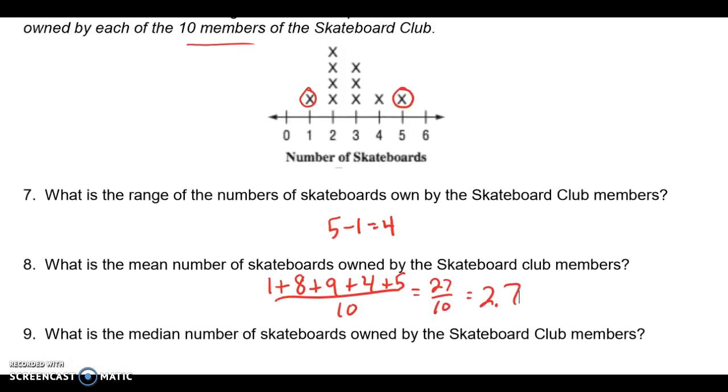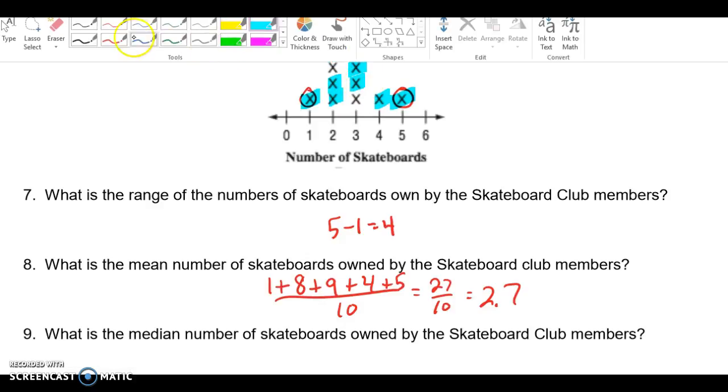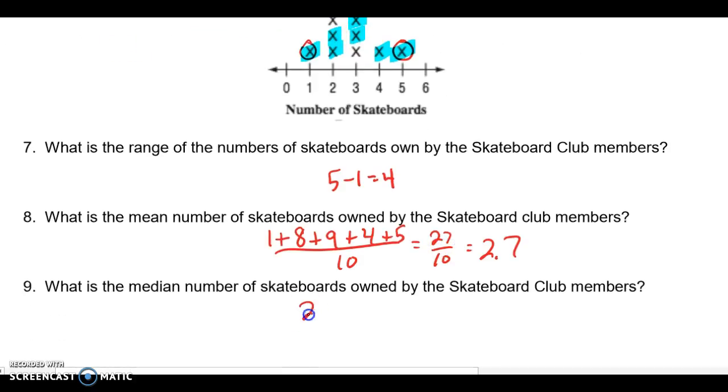The median number, we're going to cross off. Actually, I'm going to highlight these, because crossing off an X is probably not a good idea. So I'm going to highlight those top and bottom, and the top and the bottom. There we go. Alright, top and bottom. What we're left with is a 2 and a 3. So when I average those out, that's going to give me 2.5.